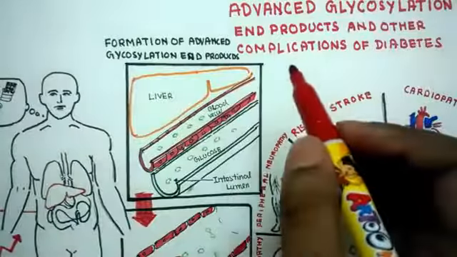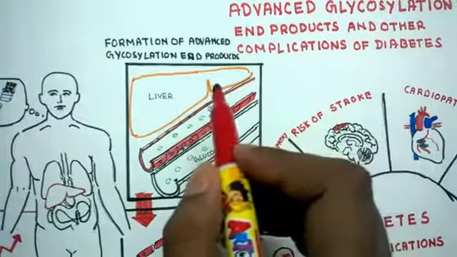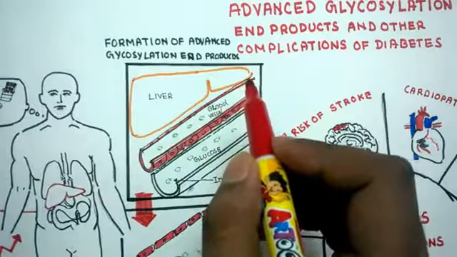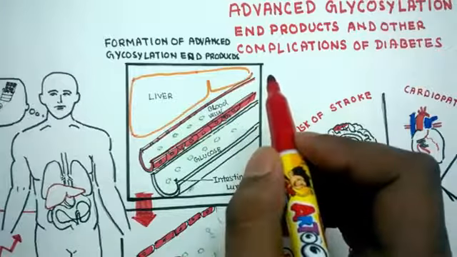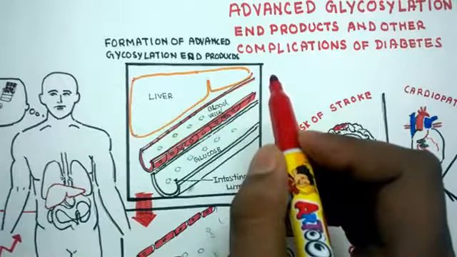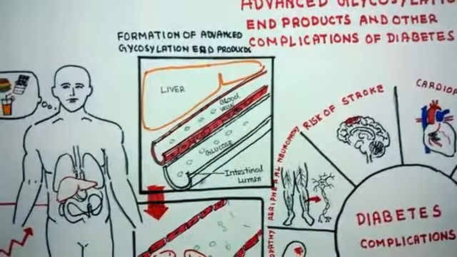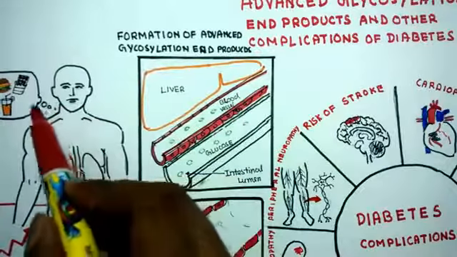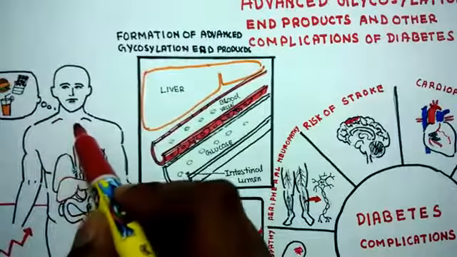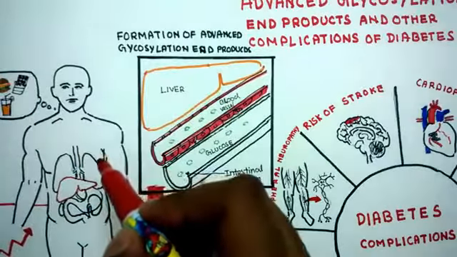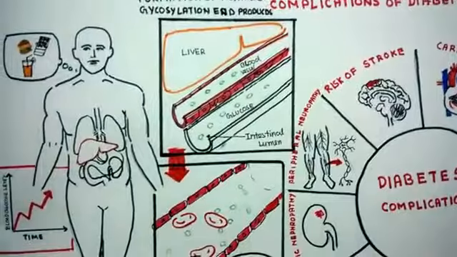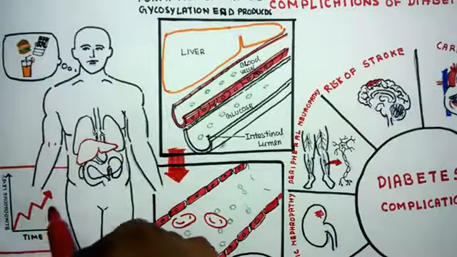In this video, I will discuss the harmful effects of diabetes, especially the advanced glycosylation end products and how these advanced glycosylation end products could harm our body. Here is a man who has taken a lot of carbohydrate-enriched food for lunch. After the lunch, his blood glucose level increased. His blood glucose level increased with time.